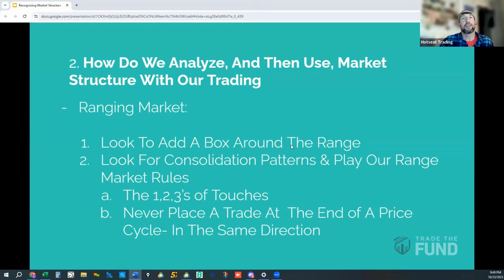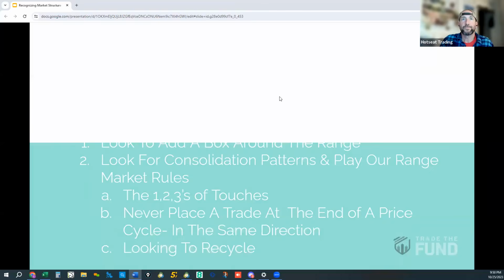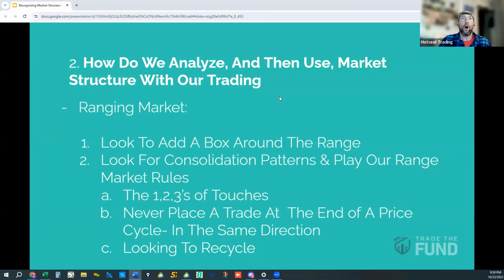Now, another part of our range rules, never place a trade at the end of a price cycle in the same direction. You're never going to know when that range is over. We look to recycle. All of this information is how we can trade during our session if we have identified that the market is in a ranging market.